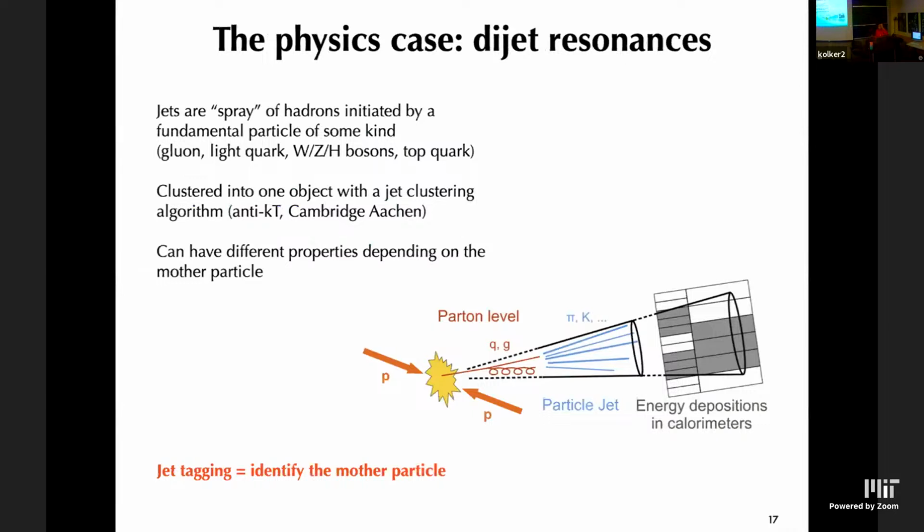So we want to design our anomaly detection analysis, and we will start with the, let's say, final states that we know pretty well, and these are di-jet resonances. So first, jets are sprays of hadrons initiated by a fundamental particle of some kind, which can be a gluon, light quark, or W or Z or Higgs bosons or top quarks. And these are clustered into one object with some jet clustering algorithm.